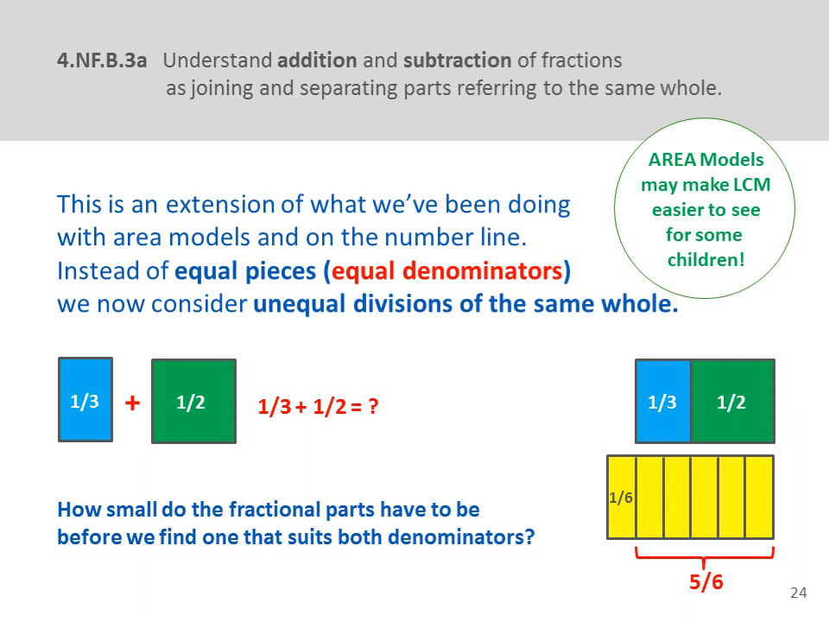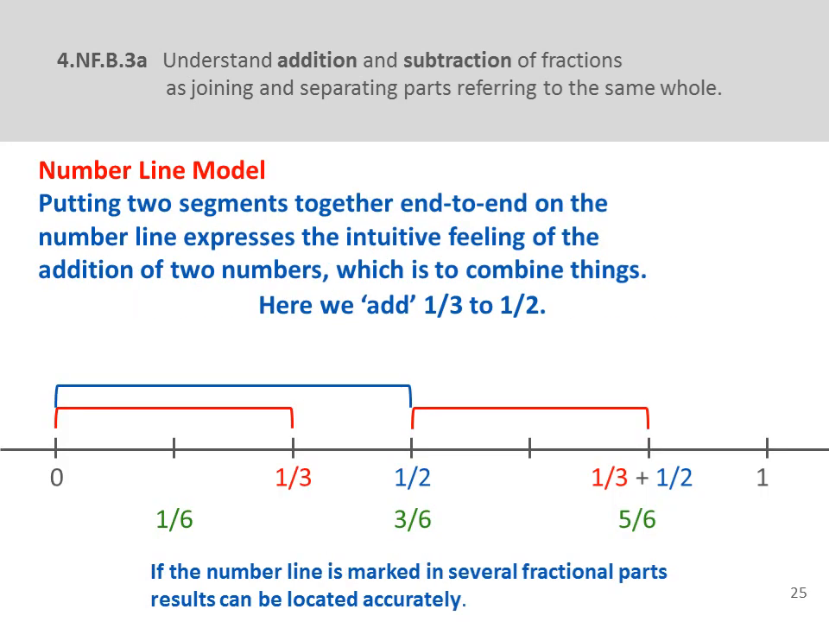When this occurs, the question to ask is, how small do the fractional pieces have to be before we find a division of the whole, a denominator, that suits both fractions? Now let's look at the same concept on the number line. On the number line, I believe, joining segments end to end intuitively expresses the addition of numbers. Here we've joined 1/2 and 1/3, and you can see that the answer is 5/6. If number lines contain fractions in many denominations, results can be located accurately.